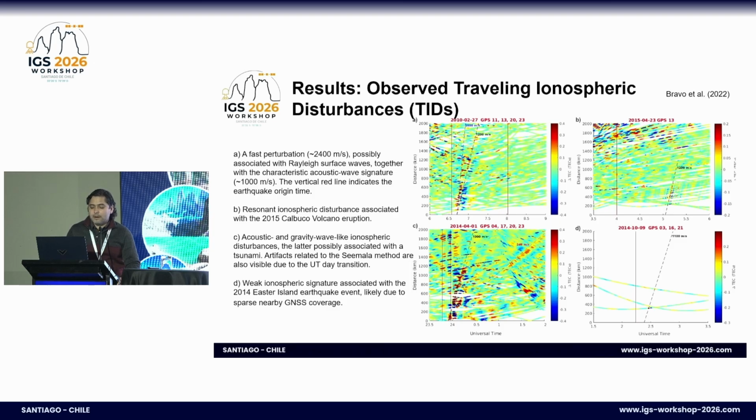Also here we can see artifacts related to the Seemala method that are visible due to the UT date transition. And in the last plot, plot D, we can see a weird ionospheric signature associated with the 2014 Easter Island earthquake event, likely due to sparse GNSS receiver coverage.